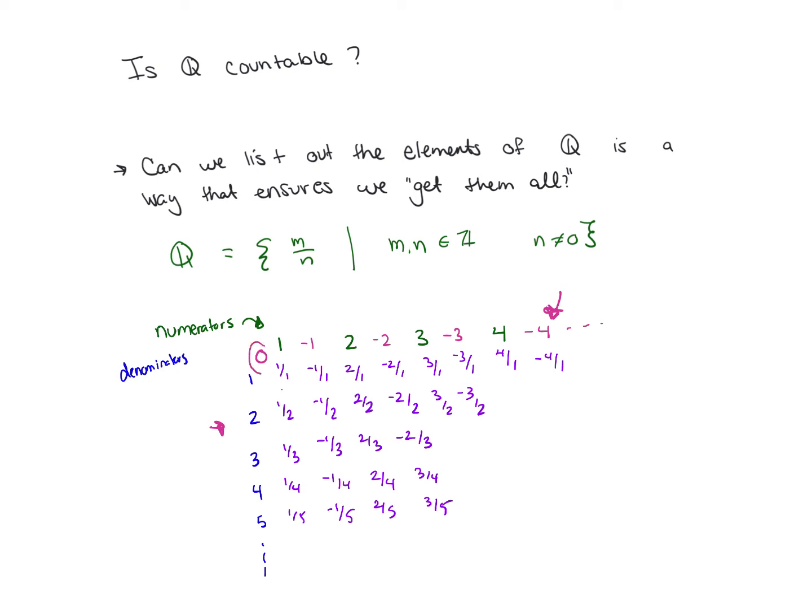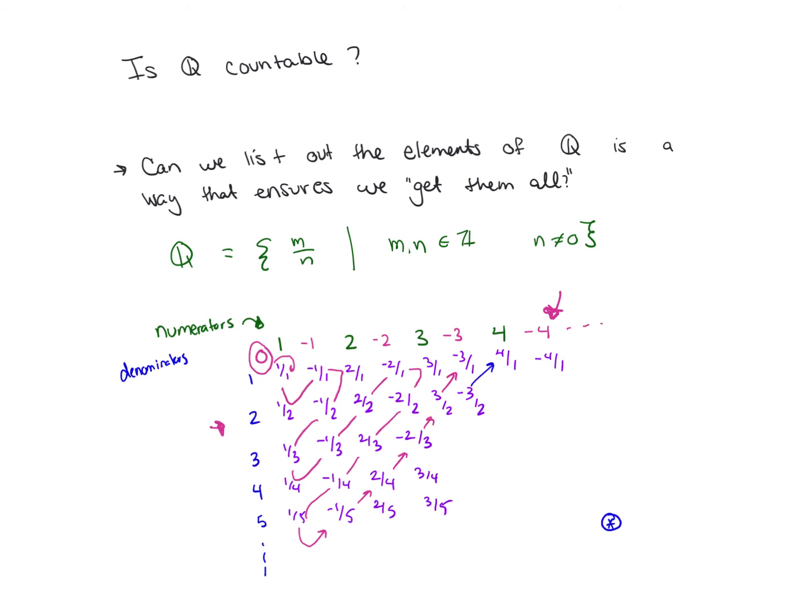So we want to do something like this snake. Maybe I first go to here, and then down and up and over, and down and up and over, and down and up and over, and so forth. Something like that. And now I can guarantee that I've hit every single one of these rational numbers in some finite amount of time. So if you give me some number really far out, I can tell you how many steps it will take to get there.